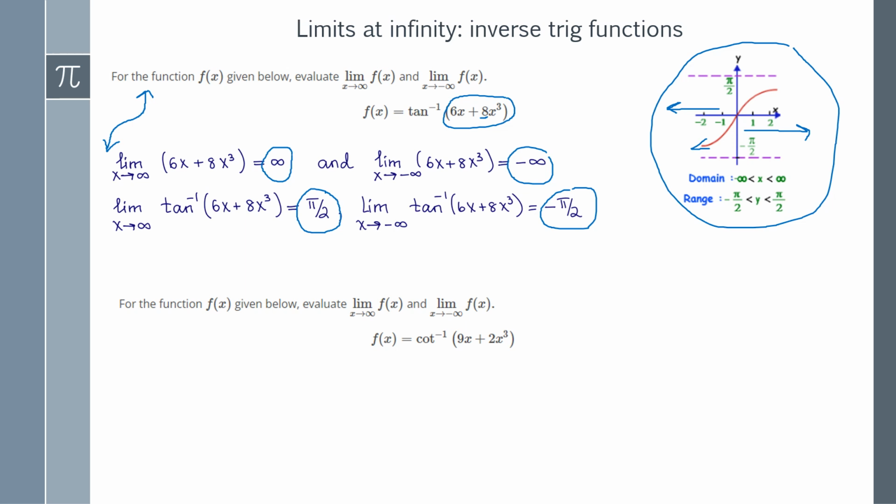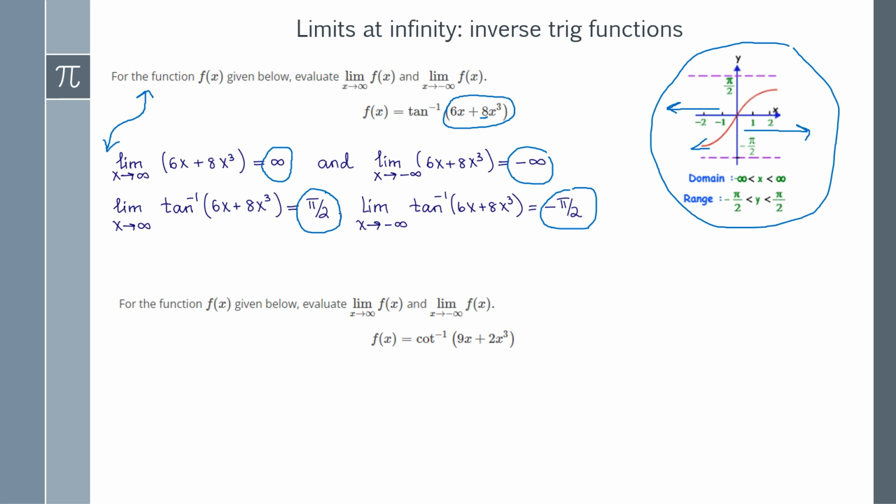Okay, so I hope now you see what I mean by referring to the graph of the original inverse trig function. Okay, once you figure out what happens to the argument of the function, then just go back to the original inverse function and see how it behaves. Now, of course, you can always take your tangent inverse of 6x plus 8x cubed and plug it into Desmos to confirm that that is in fact true, that that's what happens to this function at positive infinity and negative infinity. Okay, let's take a look at the second problem.